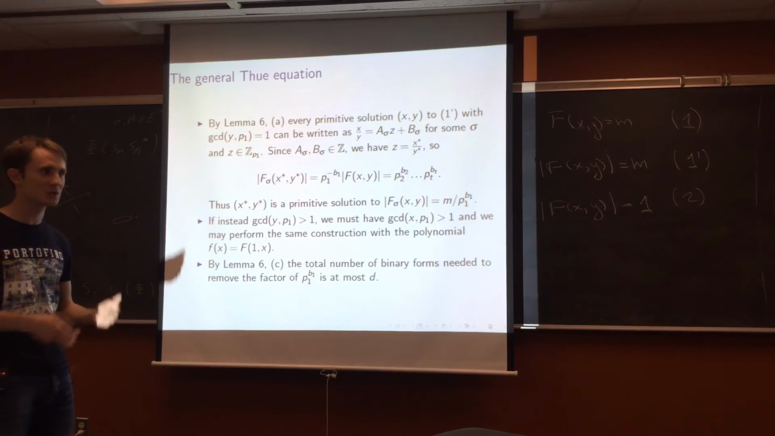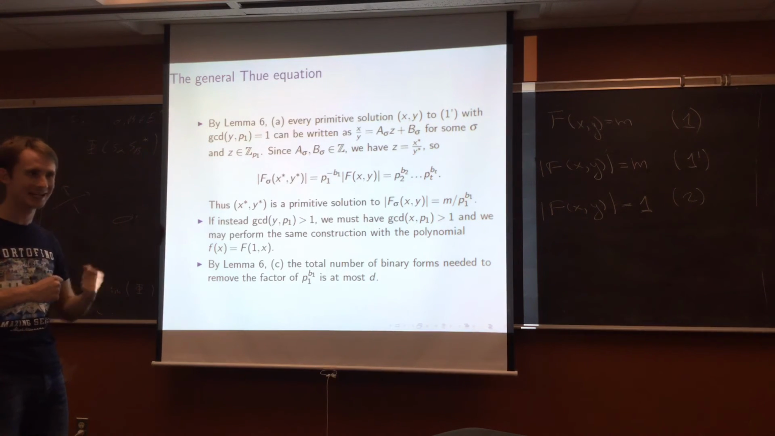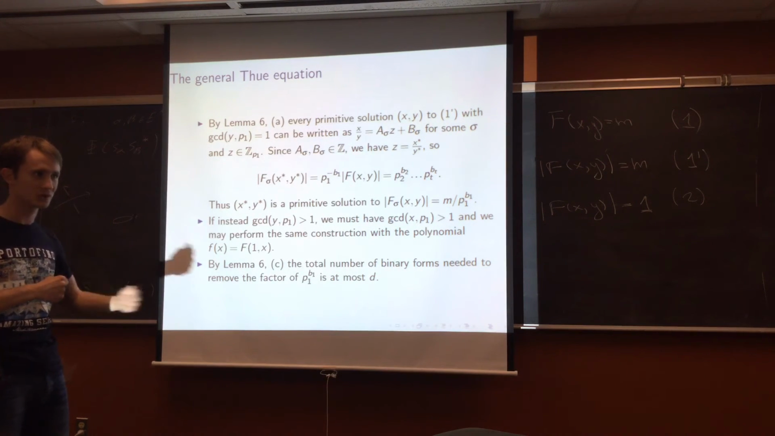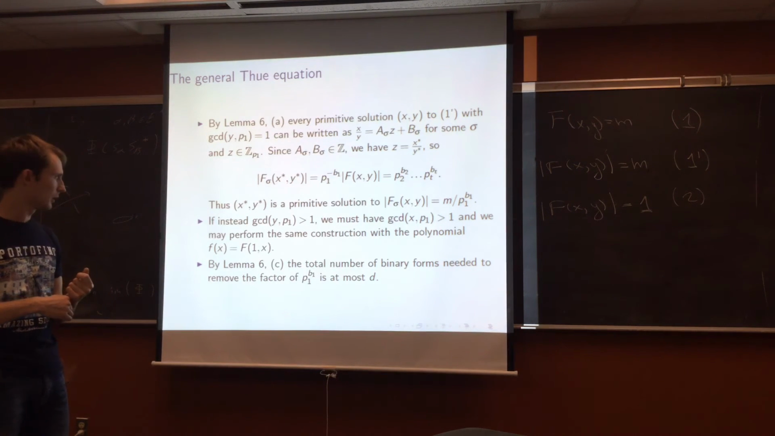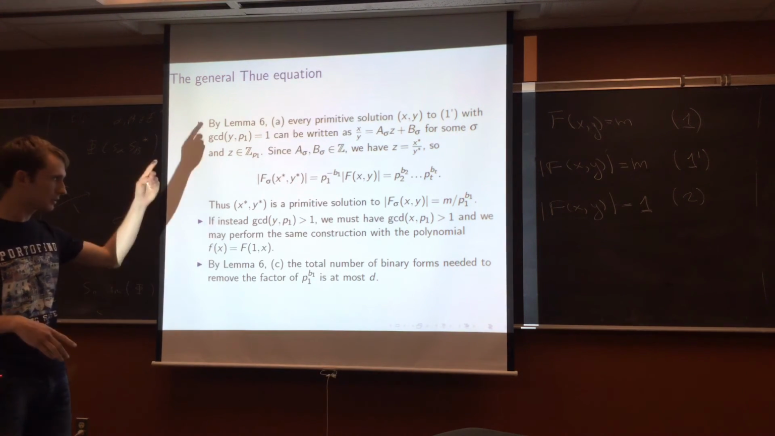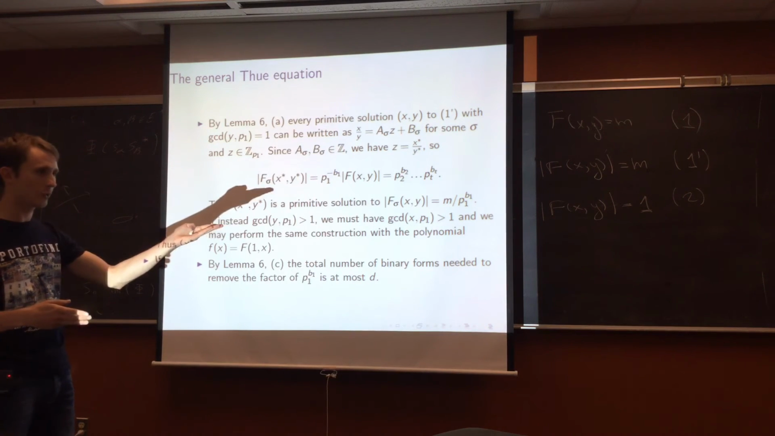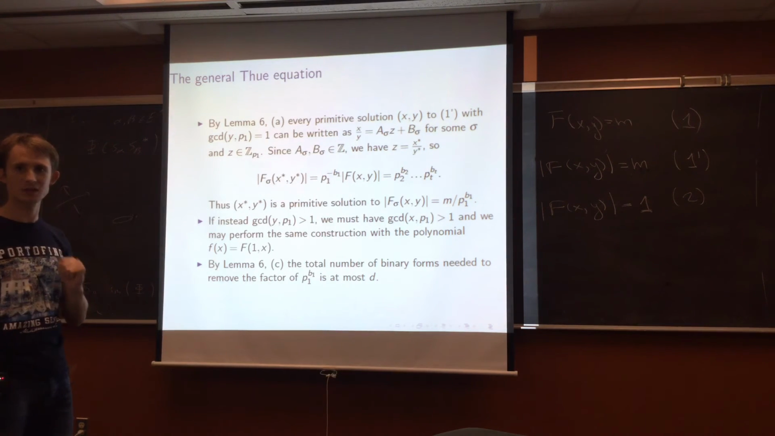Why is it at most d? Because we can have at most d solutions in the p-adic numbers, right? In the p-adic integers. At most d, so we obtain d such equations by removing one single prime factor.